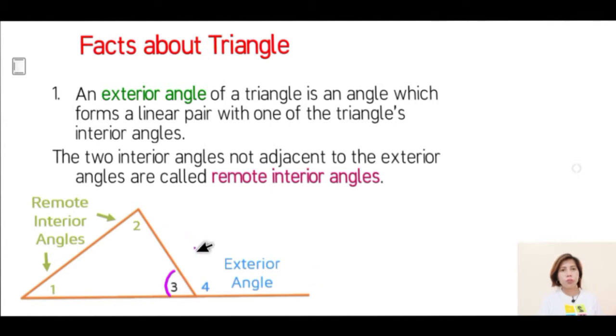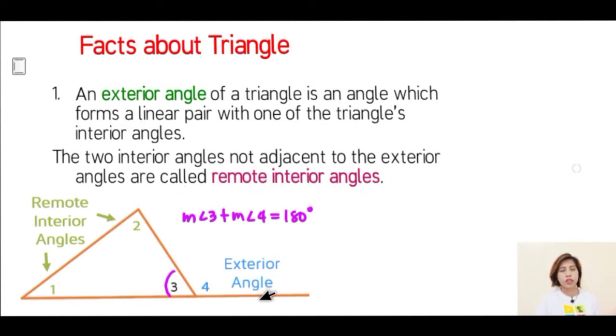So, ibig sabihin po, kung linear pair po sila po ay supplementary. So, therefore, measure ni angle 3 plus measure ni angle 4 ay equal to 180 degrees since they form a linear pair.